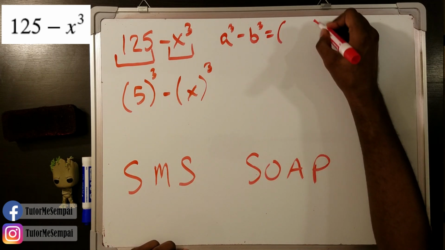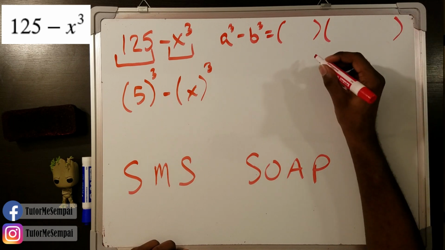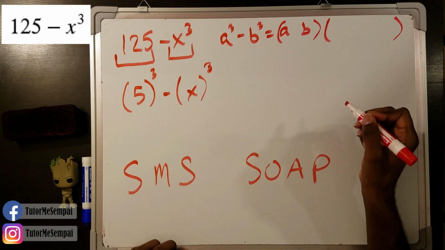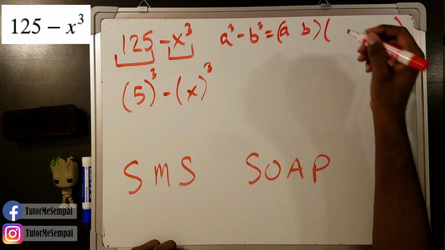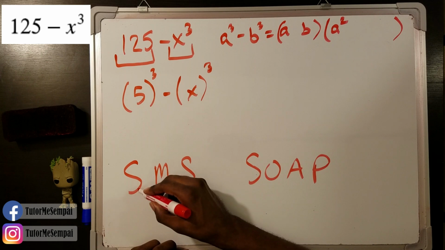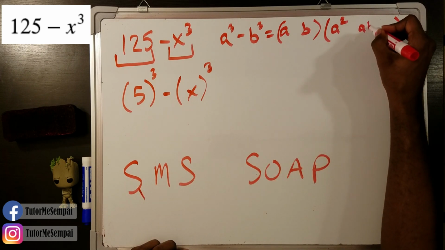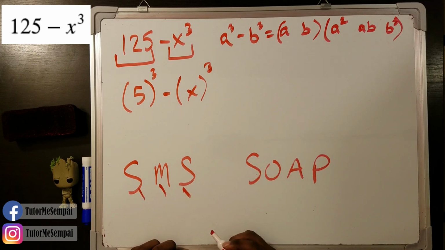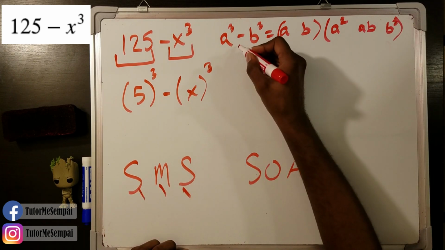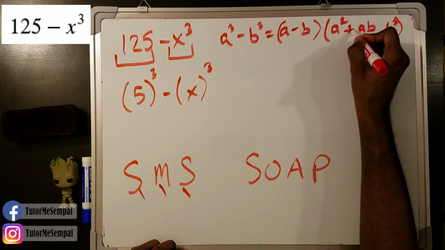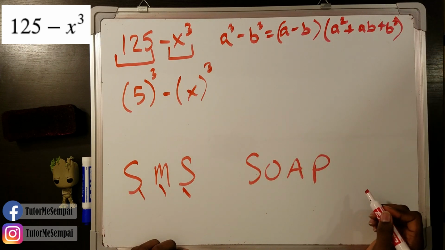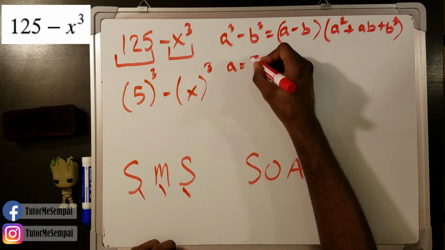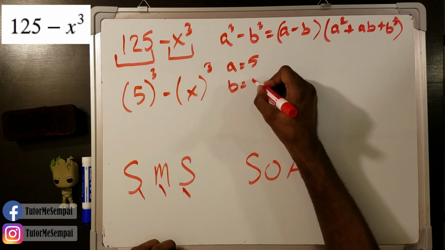So we have our 2 sets of parentheses, one big, one small. We put our cube roots here, so A B, and then SMS: square, multiply, and then square. So that's what SMS gives us. SOAP gives us same, opposite, and always positive. So we have our formula. So in this case, our A would be 5, and our B would be x.